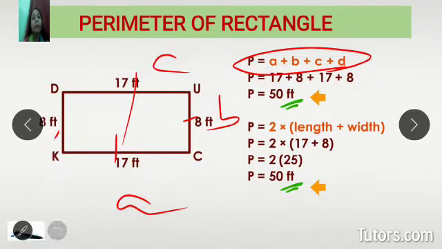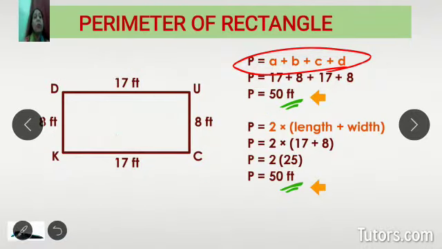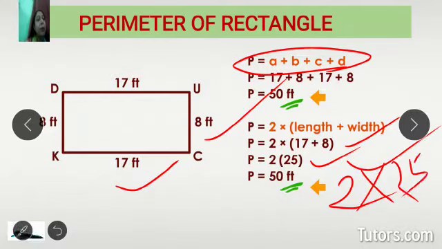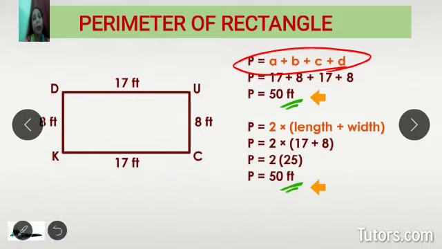Or you just put a formula like the square. Now you just see this is the formula, 2 into length plus width. So 2 into 17 plus 8, length is 17 feet and width is 8 feet. 17 plus 8 is 25. If you multiply by 2, 2 into 25, this one is 50 feet. Is that clear? Don't forget to write the unit. You have to write the unit after calculation. Okay, now come to next.